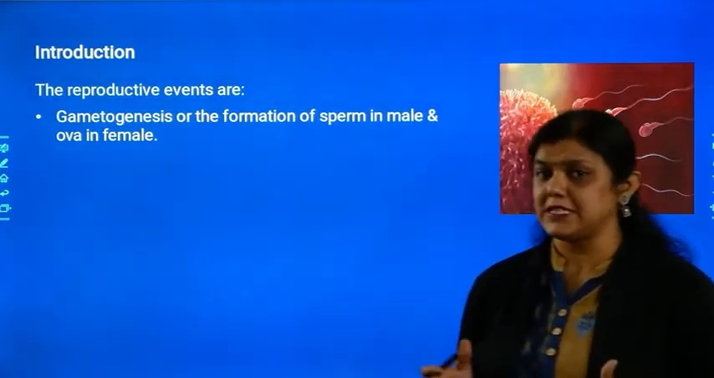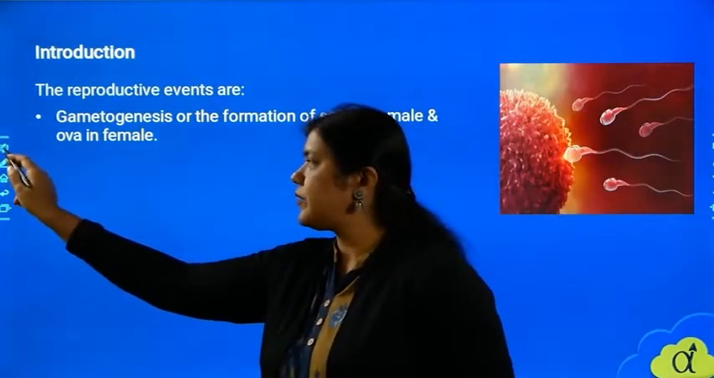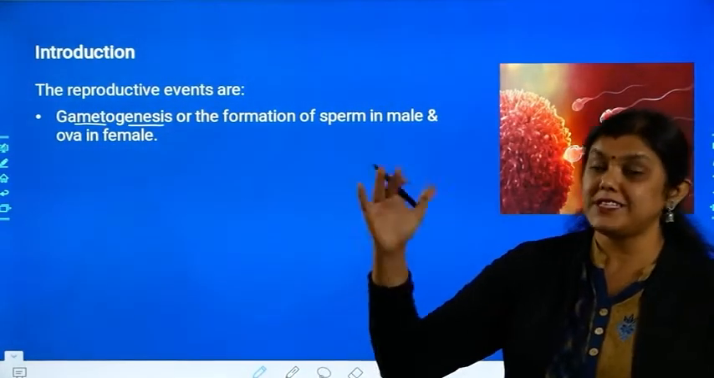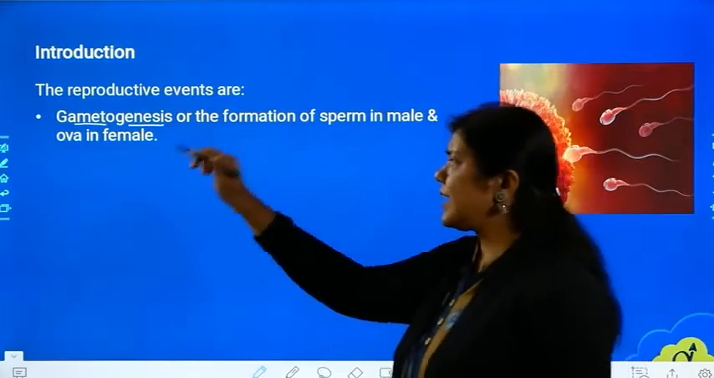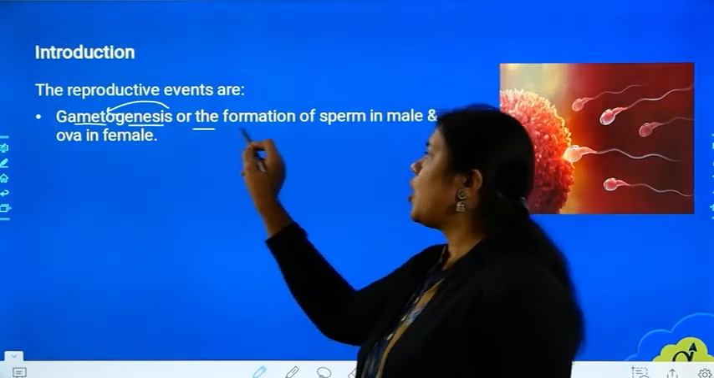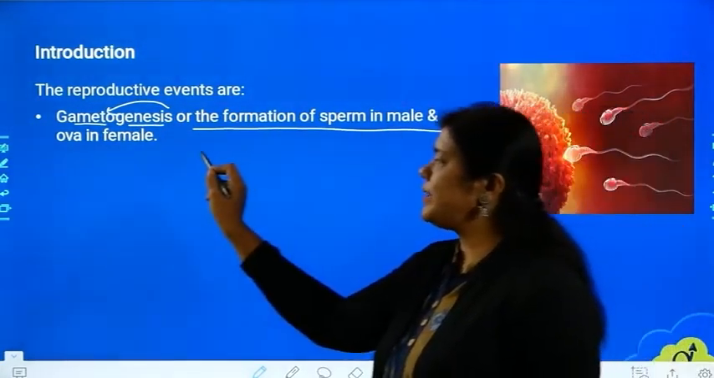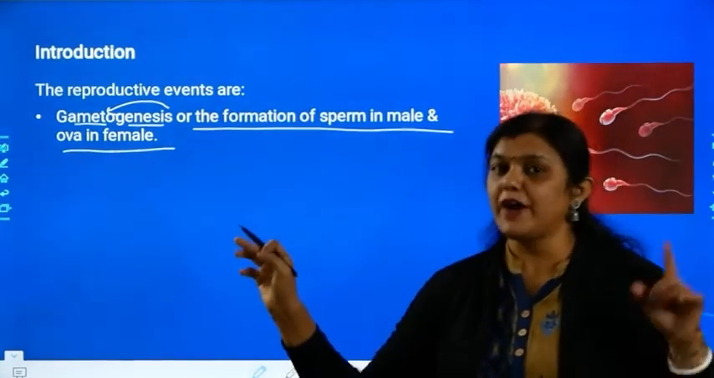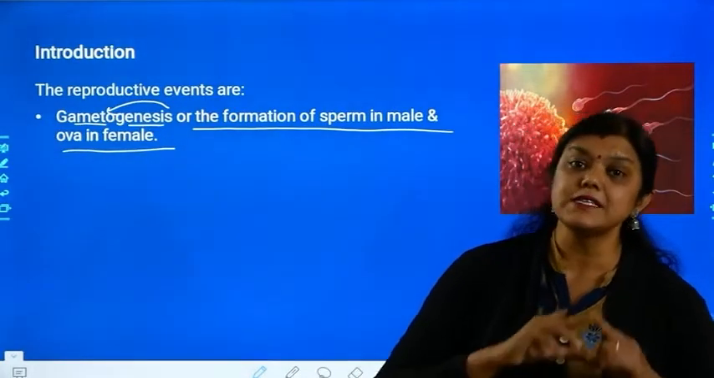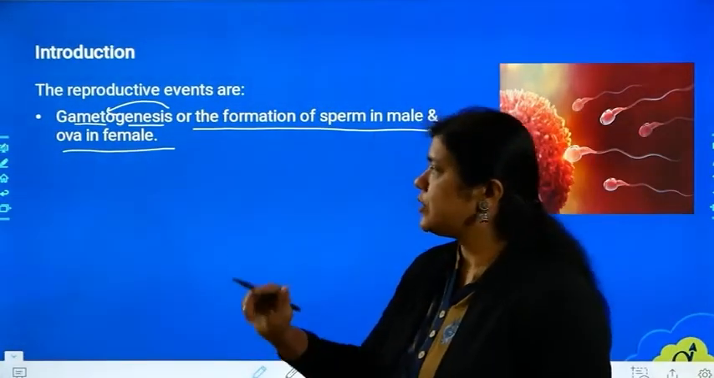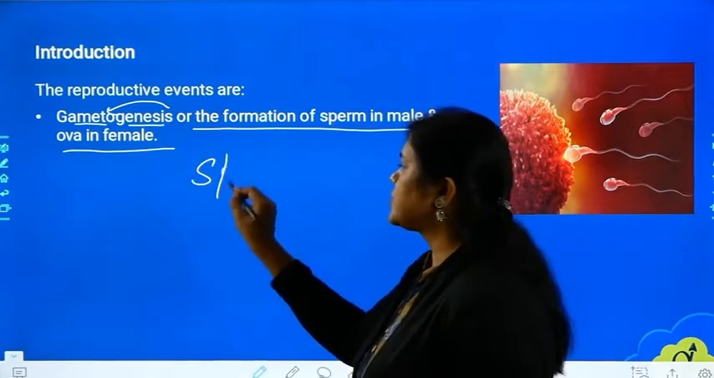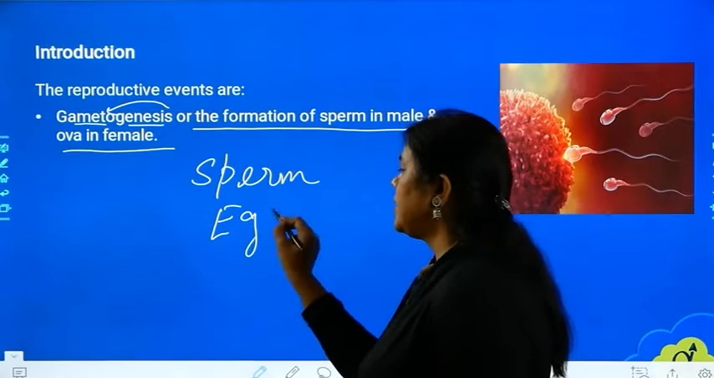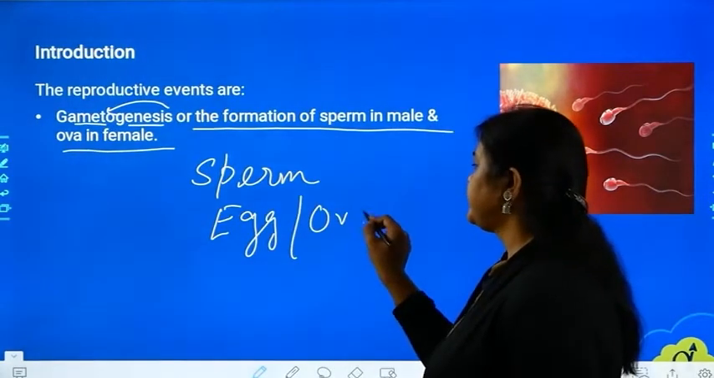So gametogenesis. Again, we are going to break down the word gametogenesis. Gameto means formation of gamete, and genesis means to form or to produce. So formation of sperm in male and ova in female. This process is called gametogenesis. So it is the formation of sperm in the case of human male and egg or ova in the case of female.